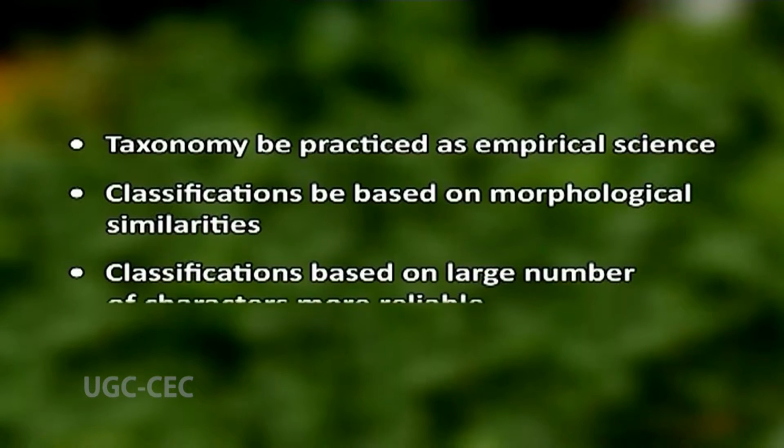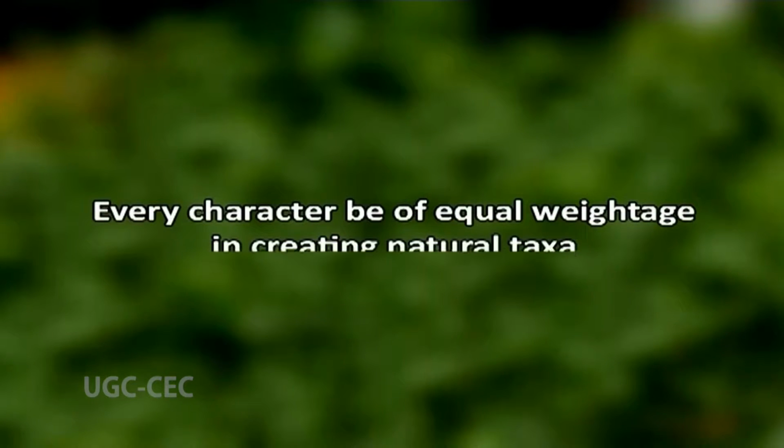Number 3, classifications based on a large number of characters will be more reliable. Number 4, every character should be of equal weightage in creating a natural taxa. Number 5, overall similarity between any 2 entities is a function of their individual similarity in each of the many characters for which they are being compared.